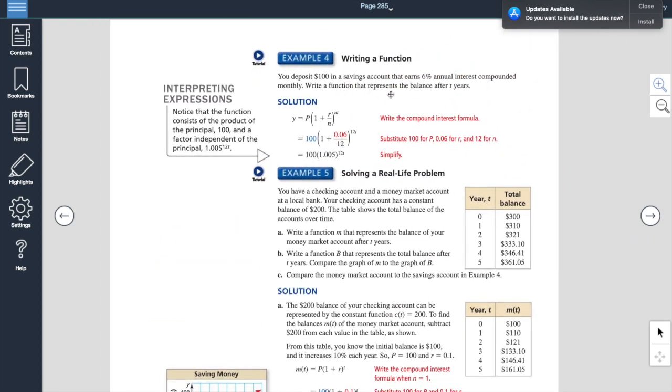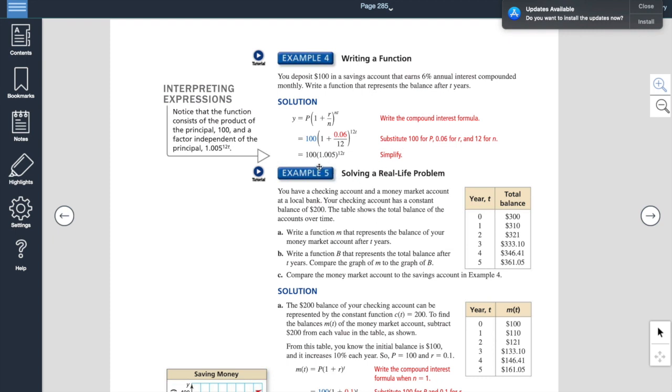Okay, you have $100 in savings, so that's your initial value. 6% as a decimal is 0.06. This one's compounded monthly, so that's why you're dividing by 12, and you'd raise it to the 12 times t. So they kind of end here with this one, but if you extended this problem out, suppose you had your money in there for 8 years.